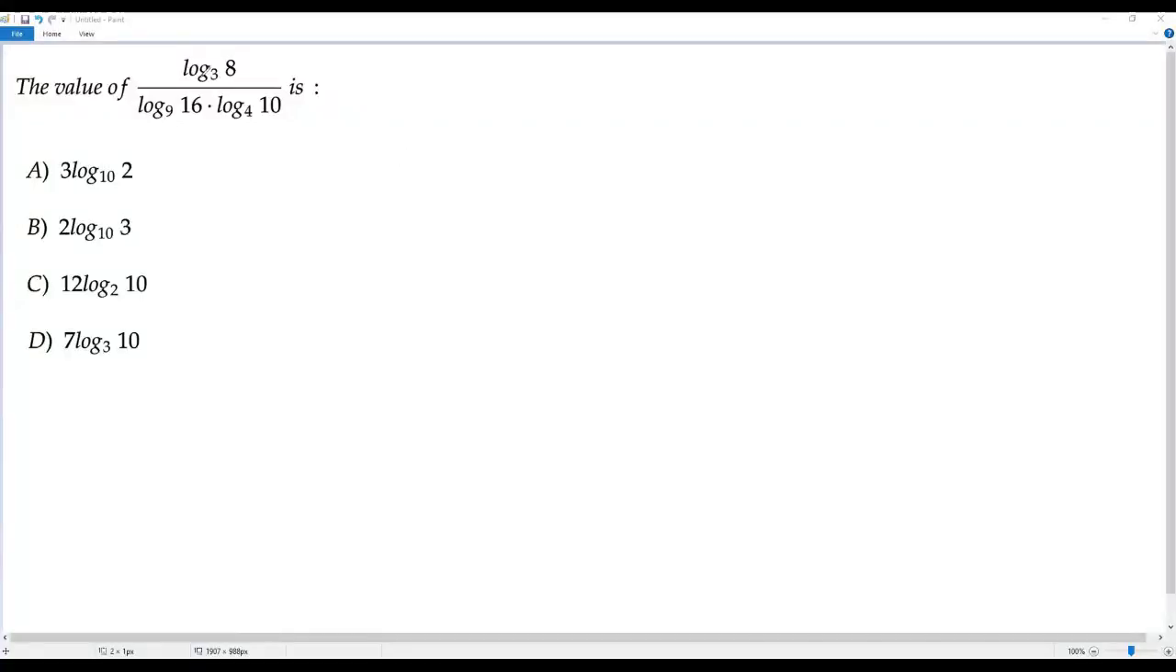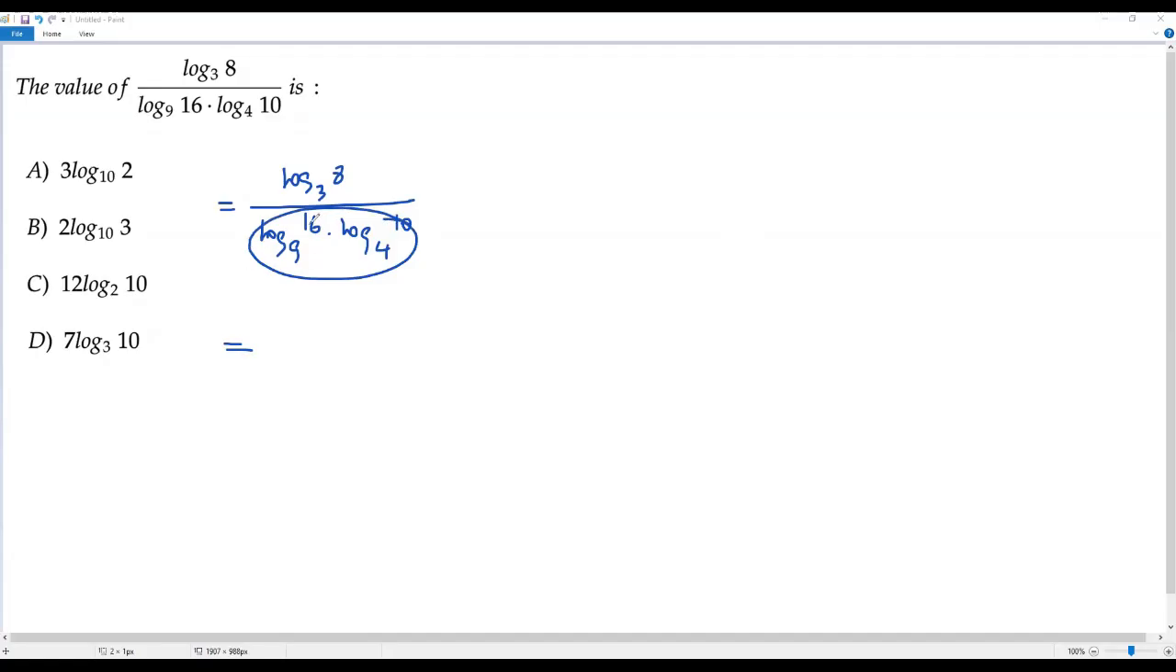Here we have a problem on logarithms, that is, we have to evaluate this expression which contains a logarithm. Let me write the given expression as it is, that is log base 3 of 8, all divided by log base 9 of 16 times log base 4 of 10. Here in the denominator we have multiplication of two logarithms.